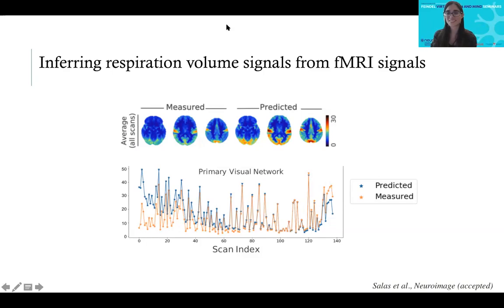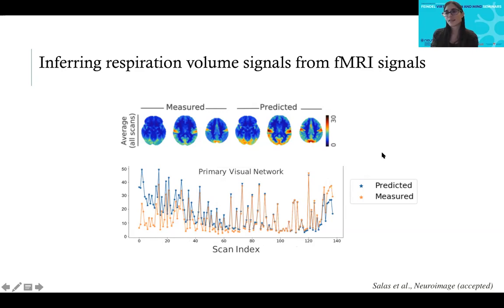I guess what this is below here is just a scan by scan comparison. So these are all the 138 scans, and we looked at, within a particular region of interest, how much variance was explained by the predicted and the measured RV signal.